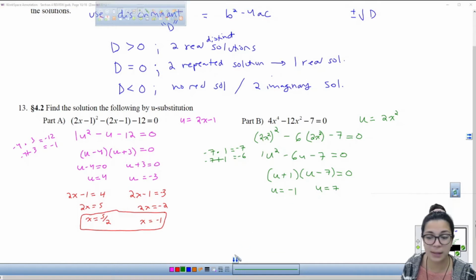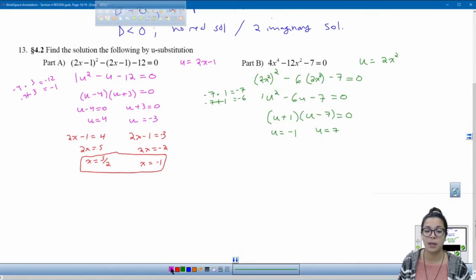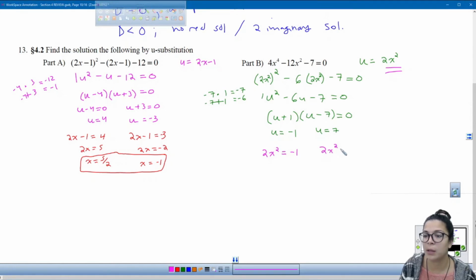We are not trying to solve for U. We're trying to solve for x. So now we have to take U and replace it back with 2x squared. So 2x squared equals 7. And then we go ahead and we solve. Let's go ahead and divide by 2 on both sides here. We get x squared equals negative 1 over 2.